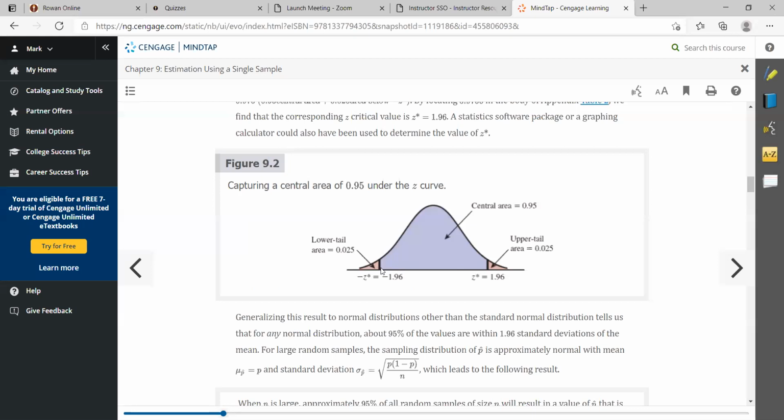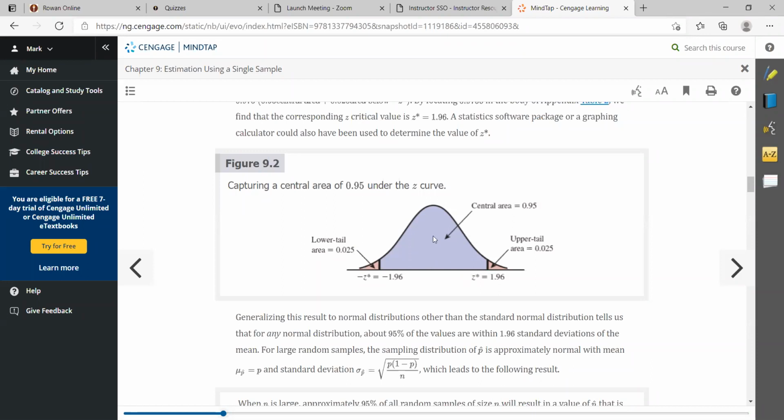Because I'll tell you, in your test on Wednesday, some of the wrong answers are going to be ones where you forget to do that and you put in the 0.95 for your inverse norm or your inverse t, and you think you got the right answer. No, you won't, but it will show up in the answer key. So I'm giving you a warning here. You must put in 0.975.